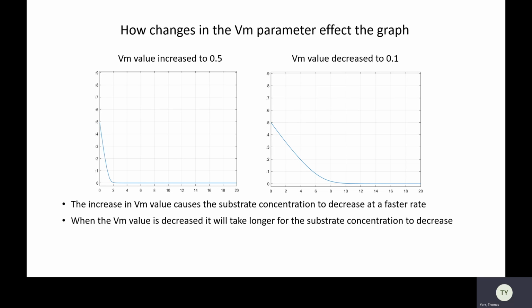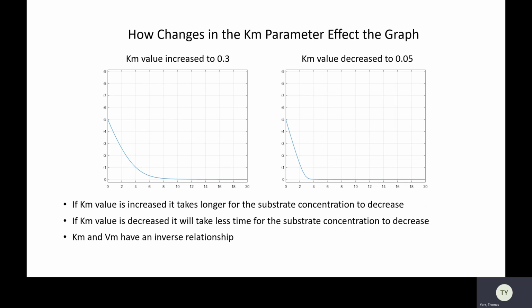How changes in the Vm parameter affect the graph. The Vm value increased to 0.5. When it was increased to 0.5, you could see that the substrate concentration decreased at a much faster rate. Whereas when the Vm value decreased to 0.1, this caused the substrate concentration to decrease at a slower rate, which makes sense because the faster the velocity between the substrate and the enzyme, the faster those reactions will be done.